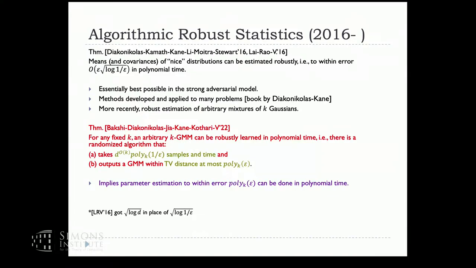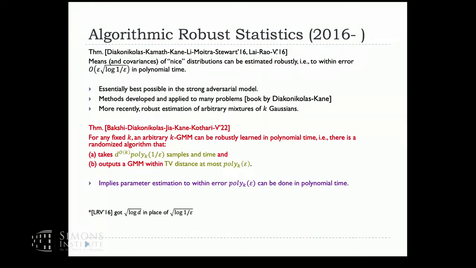Within TCS, in 2016, there were papers that showed that if you take basically a single Gaussian or generalization of this to nice distributions, you can actually estimate it robustly in polynomial time with error depending slightly more than epsilon, but no dependence on the dimension. Dimension free dependence. And this is essentially the best possible. There's now a monograph by Diakonikolas and Kane, which describes this approach, but also lots of applications over the past 7 years.